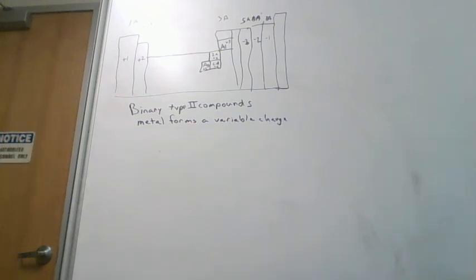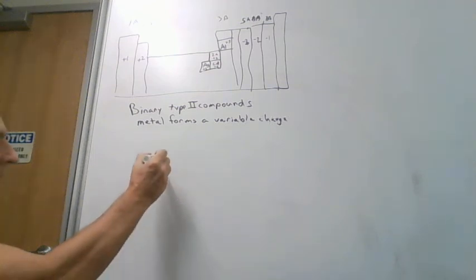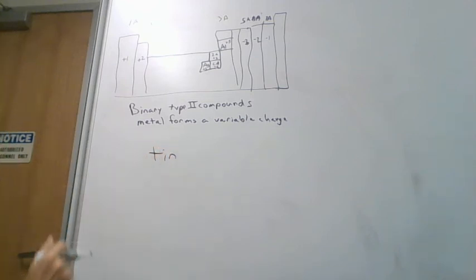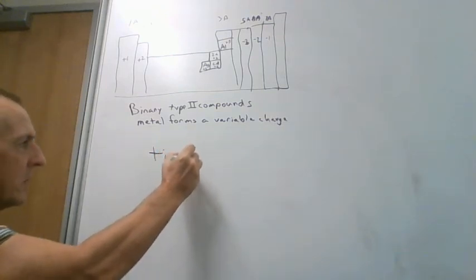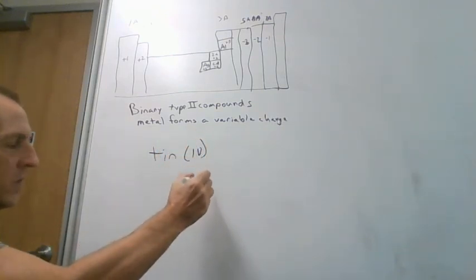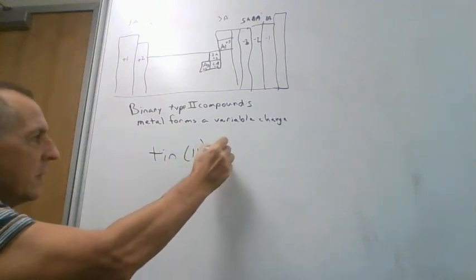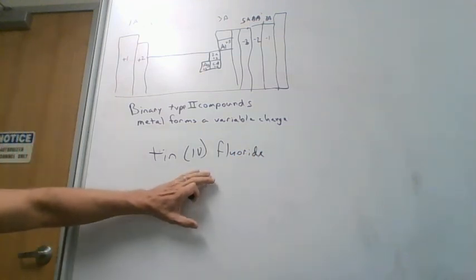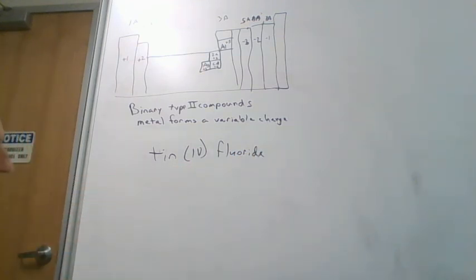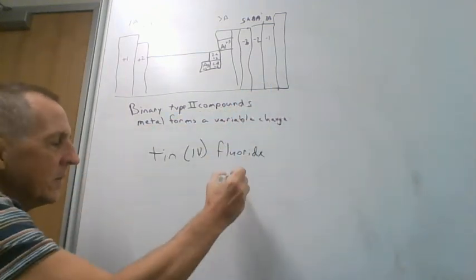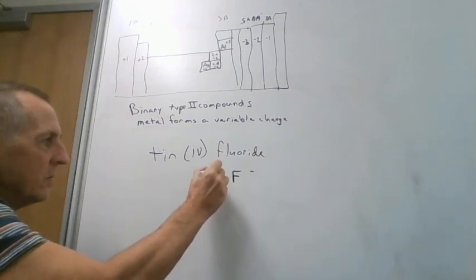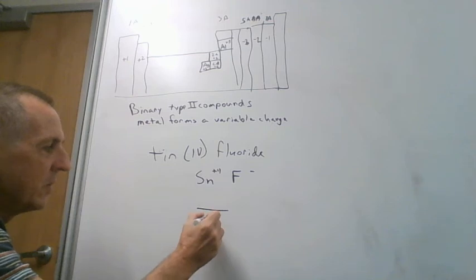Let's practice a couple more. Let's go from name to formula. I think we've been going the opposite direction a lot here. So if we have tin 4 fluoride, right? So in this case, we know that the tin has a +4 charge, and fluorine is one of our halogens, so it has a -1. So we have fluorine with a -1. We have tin with a +4, right? So when we come down here, we have a +4 charge.